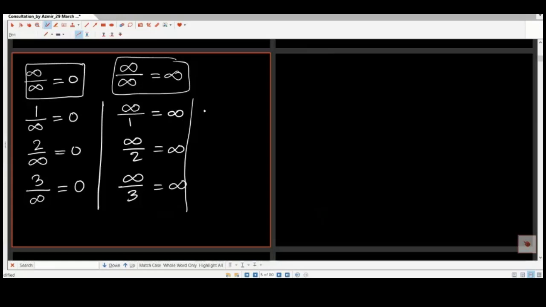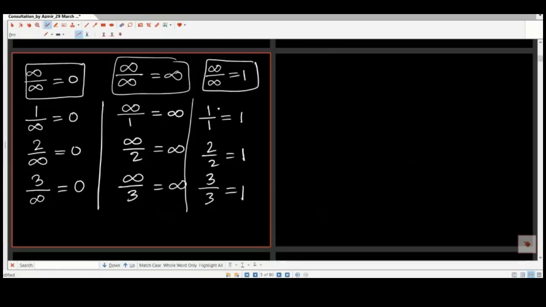Similarly, we can think another way. Suppose we have 1 over 1, that is 1. 2 over 2, that will be 1. 3 over 3, that is also 1. That means if we have the same number in the numerator and denominator, the result will be 1. So infinity over infinity will also be 1 if we follow this pattern.